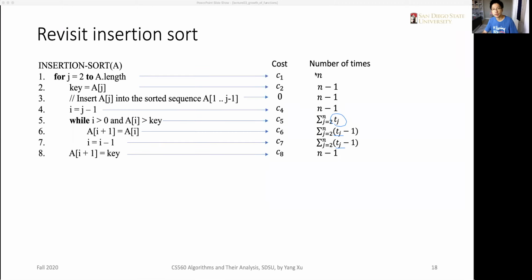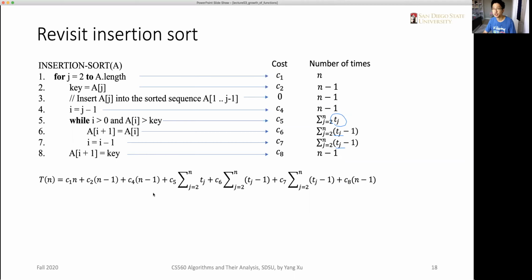Anyway, given these two columns, we're able to compute the total running time T of n as the summation of a bunch of products. Okay, so simplifying this long equation, we can consider two cases. In the best case, t_j is 1, right? That means the while loop has been executed just once, and there's no swap needed between the key and the element before it. So in this case, T of n turns out to be a linear function. Okay, and for a linear function, we can apply the big theta notation to say that T of n is big theta of n.